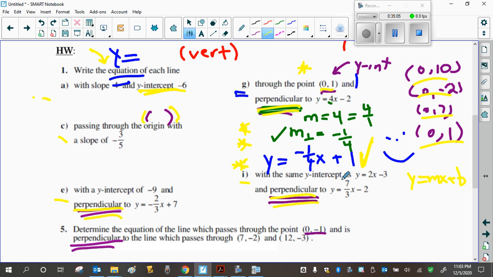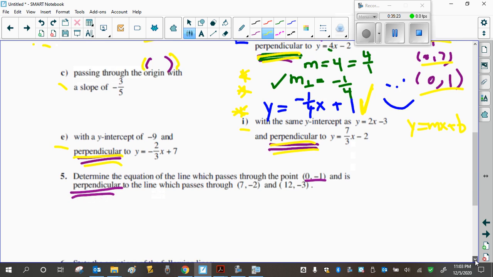And of course, perpendicular is coming more than parallel. If it said parallel, you would just use the 4. Parallel to y equals 4x subtract 2, then the slope would be 4. You wouldn't have to take a negative reciprocal. Okay, so you've got time to do homework.